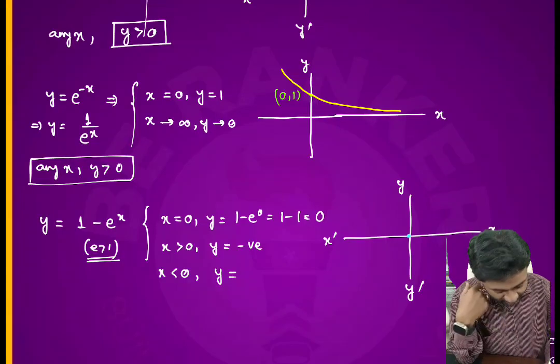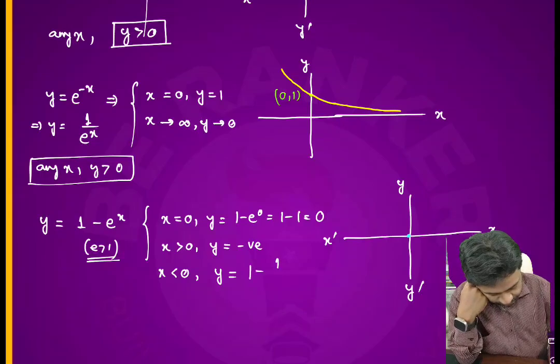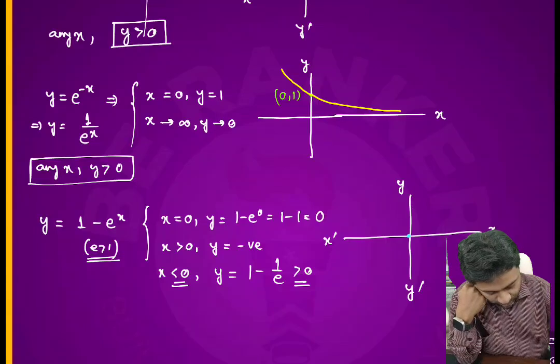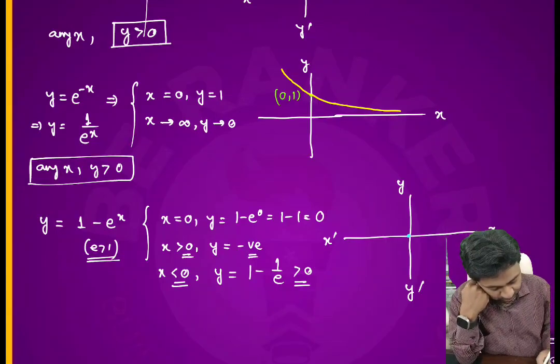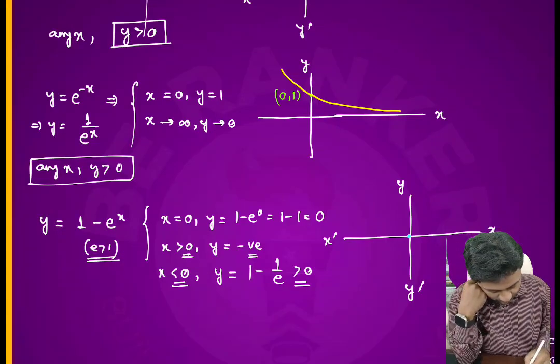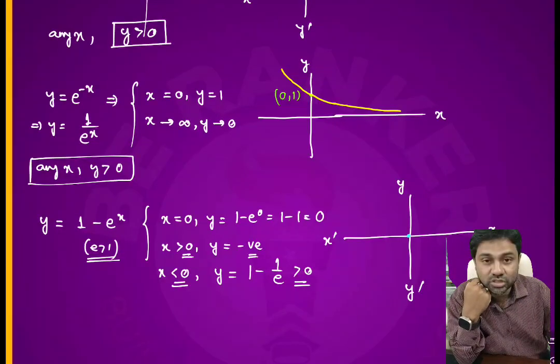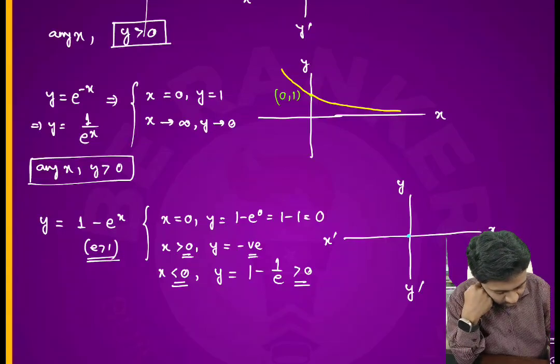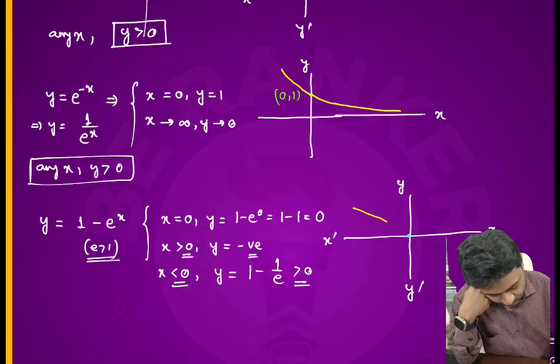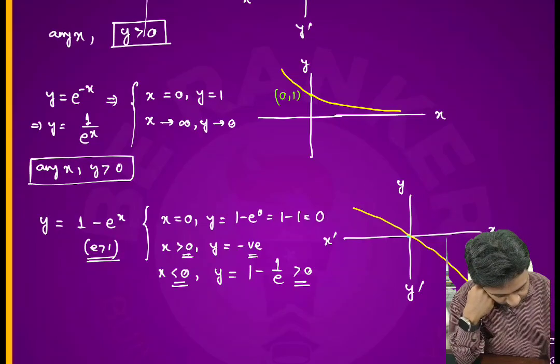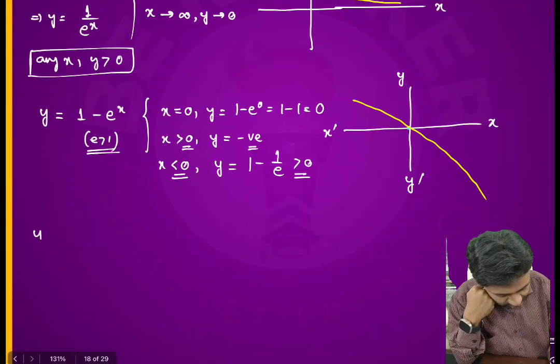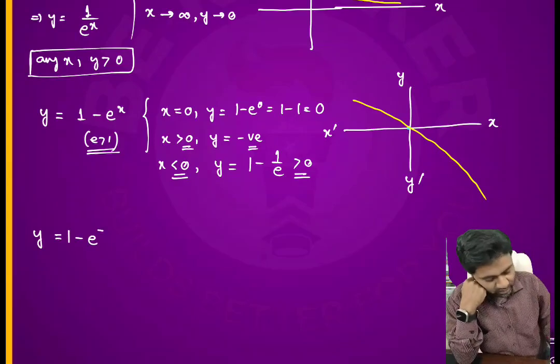Oh, and for any negative value of x, if x is less than 0, then y equal to, say, x is minus 1. So y is 1 minus 1 by e, which is of course positive. So for x less than 0, the graph is positive. For x greater than 0, the graph is negative, then y is negative, and it passes through 0, 0 point. And it's an exponential curve, so it goes towards very large value of y when x is large. So the graph would assume this shape. As x becomes less than 0, y tends to 0 as well. So the graph would look like this exponential curve.